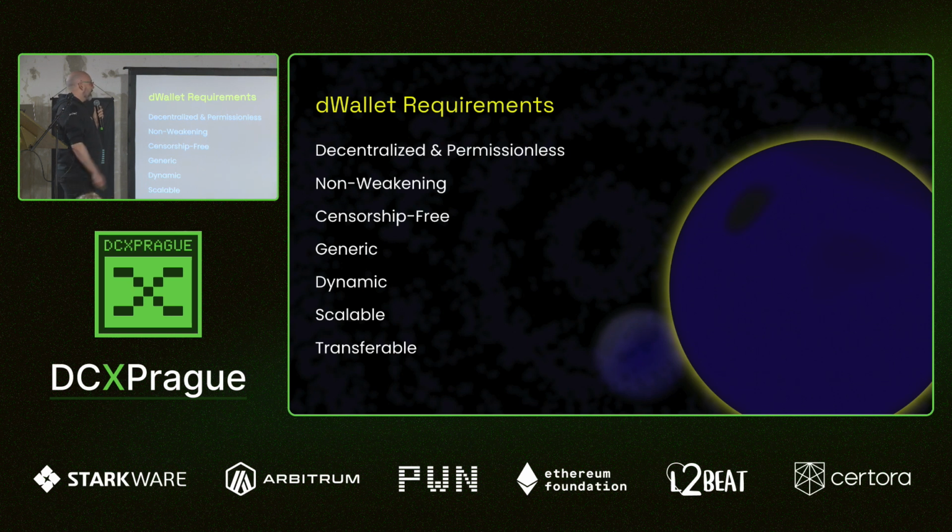So a D-Wallet needs to be decentralized, permissionless. We call this concept non-weakening. So using a D-Wallet shouldn't be weaker than using your own private key, right? So if now someone can spend your assets, then that weakens your security. So it can't be weaker. It needs to be censorship-free. It needs to be generic, dynamic, scalable, and transferable. So generic means it'll sign transactions, arbitrary messages, right? If it supports a signing algorithm, it'll sign that transaction.